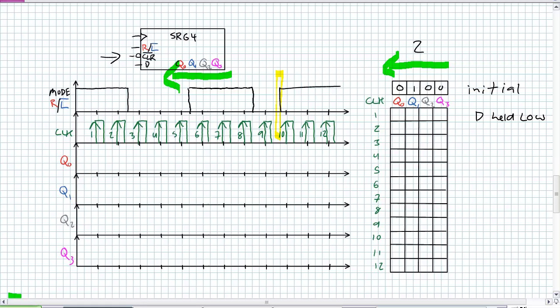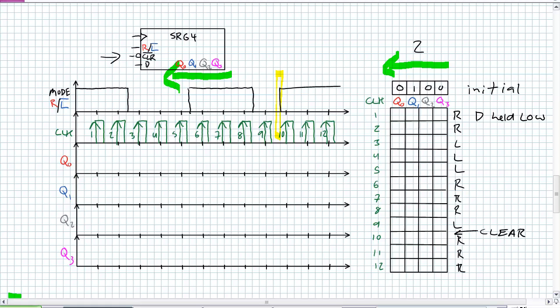Which mode are we in for every single one of those clock pulses? 1 and 2 right, 3, 4 and 5 left, 6, 7 and 8 right, 9 left, 10, 11, 12 right. So just go ahead and put that down in tabular format. Okay, so what we have are the following modes for each of those clock pulses.